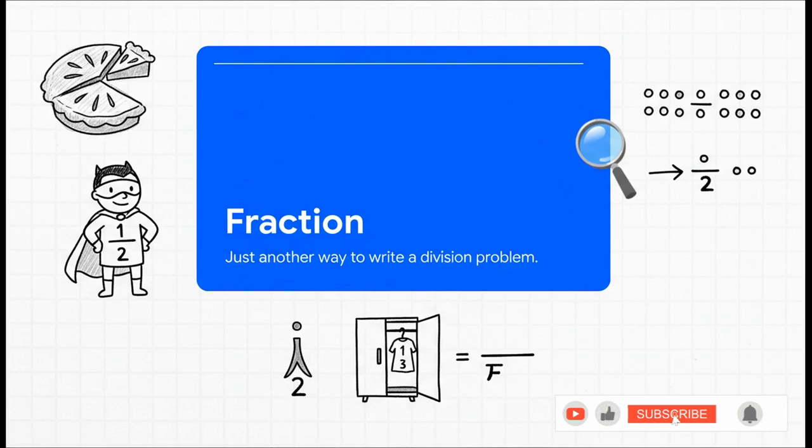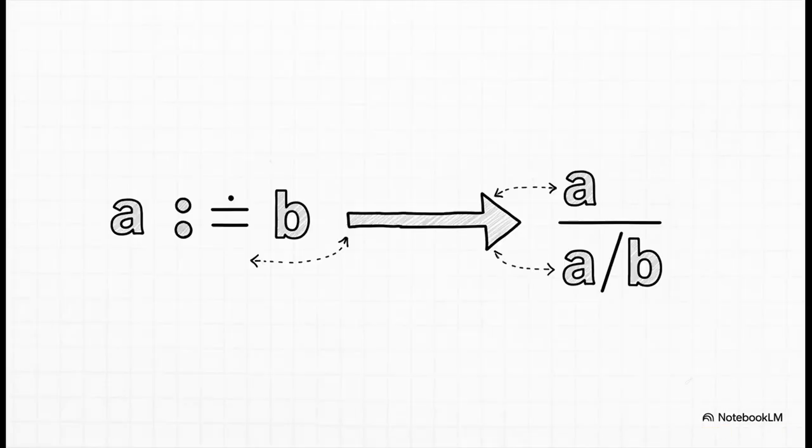So here's the big aha moment. A fraction isn't some scary new thing. Nope. It's just a different outfit for a division problem you already know how to do. The most important thing to get is that you can literally just swap the division sign for a fraction bar. So A divided by B is the exact same thing as A over B. That's it. That's the whole trick.